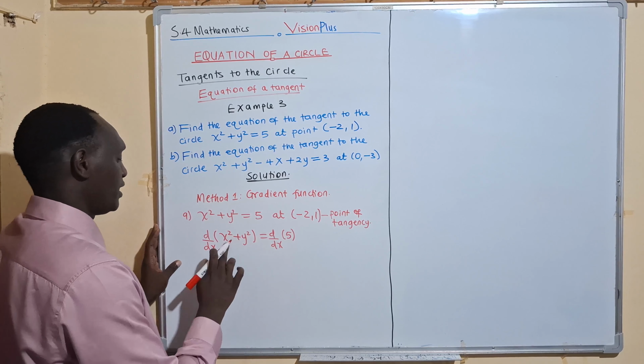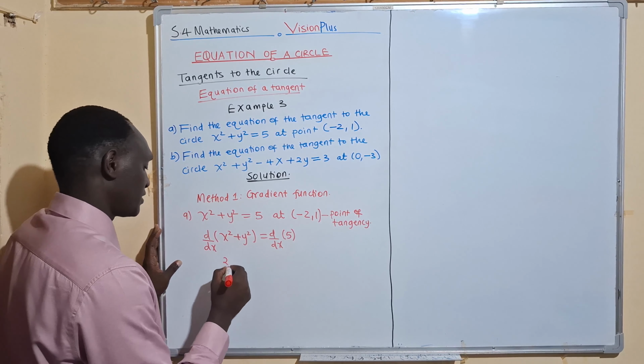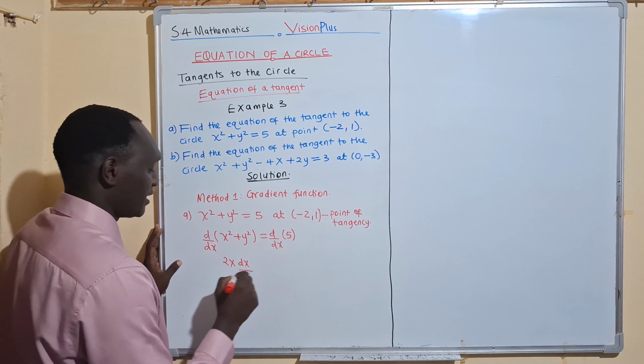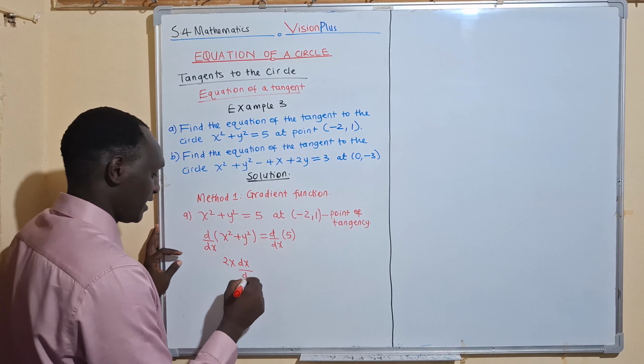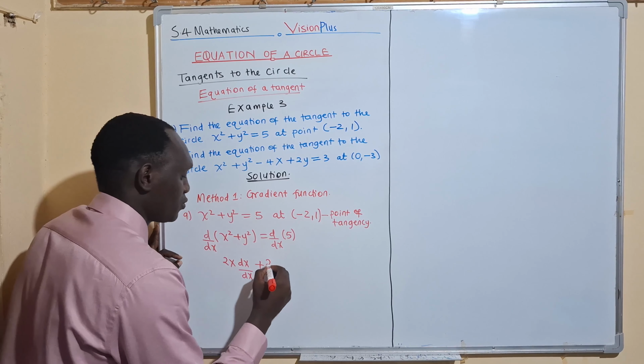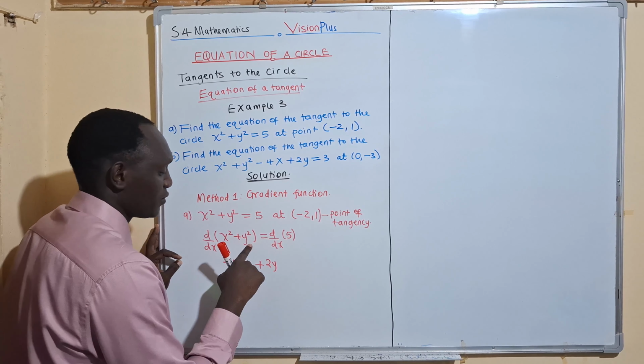What do we do here? If we differentiate x squared, we get 2x. It is a function in x, so we say dx, but with respect to x, so dx. Plus, if we differentiate y squared, we get 2y. It is a function in y, so we say dy, but with respect to x, so we say dx. Equals, if we differentiate 5, it is a constant, we get 0. Any constant that you differentiate, you get 0.